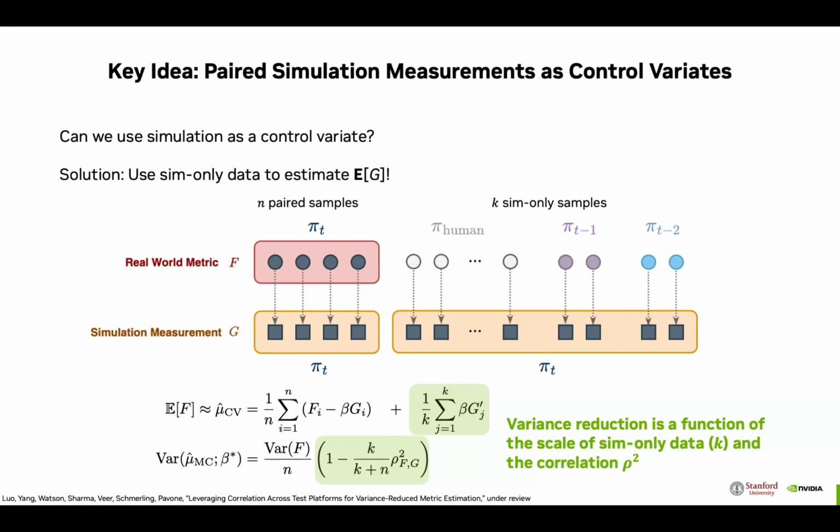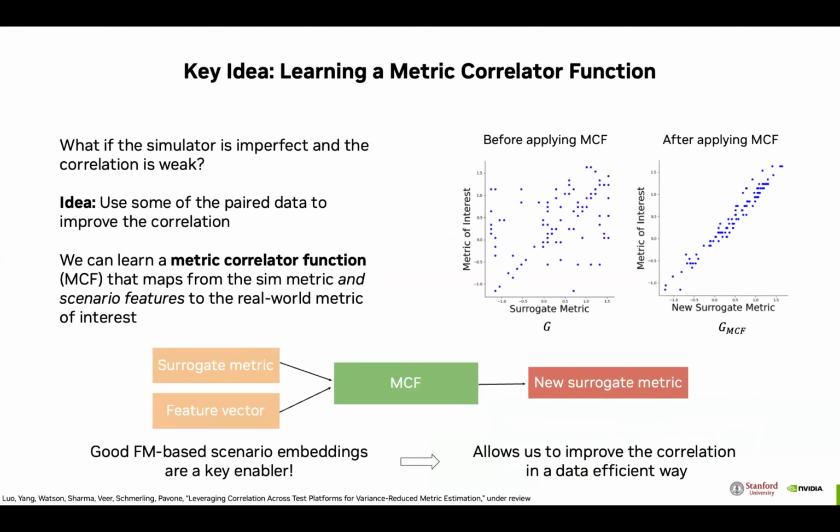Now, what if rho, even though you have made a lot of efforts in your simulator, is not too good? So rho is maybe 0.6, something like that. Well, you can do something more. You can actually learn a metric correlator function that takes as input your surrogate metrics, so the metrics given by your simulator, and foundation model features. This is another way we can use foundation models to our advantage: they embed the different properties of a scenario, and then we learn a metric correlation function that gives you a new surrogate metric that is hopefully better correlated with the random variable we care about, which is f.